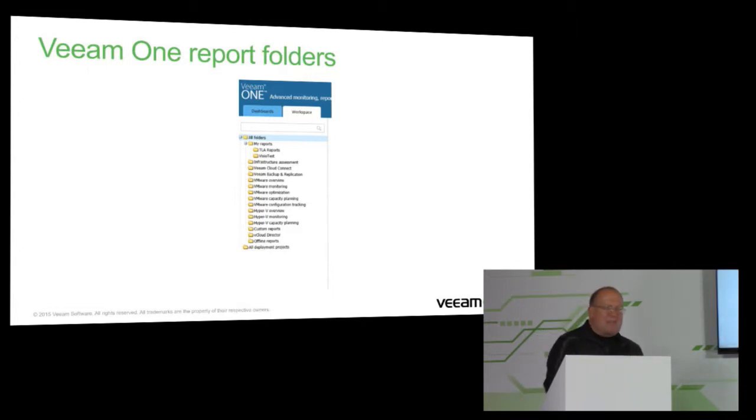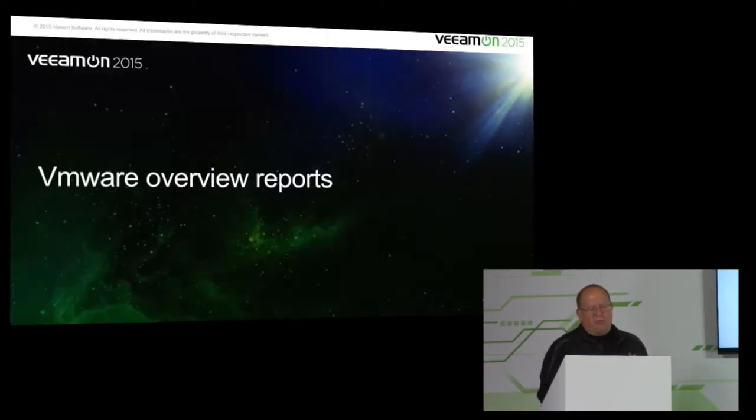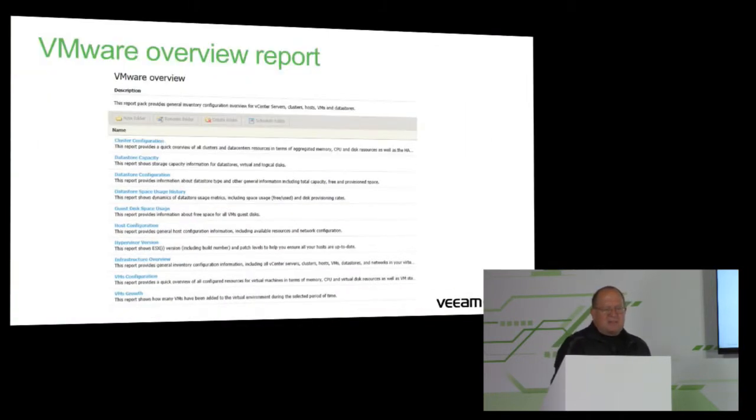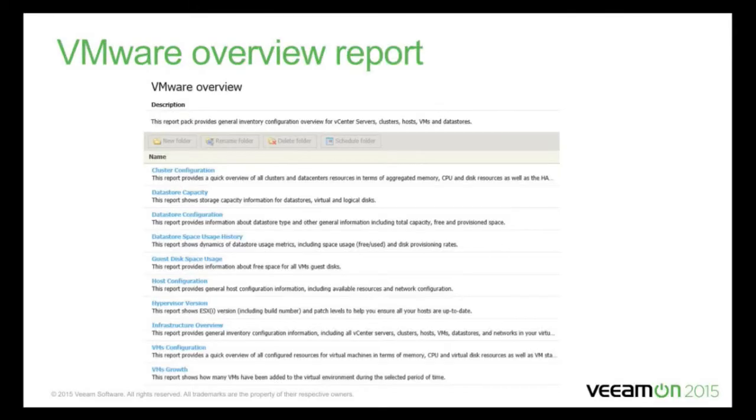My favorite ones are the ones that I think will give you the ability to gain control of your infrastructure and pull everything back, right? So, VMware overview reports. As you can see here, this is a list of some of the VMware overview reports we have. Cluster configuration, data store capacity, guest disk space usage, host configuration, infrastructure overview, VMs configuration, VMs growth, all that stuff. One thing to note here is that everything comes out of VMware, that's been reported out of VMware. The guest disk space usage comes out of what's being reported through VMware Tools, and what VMware Tools can read out of the guest itself.